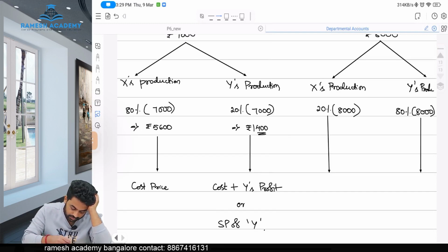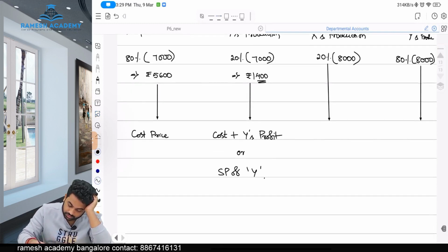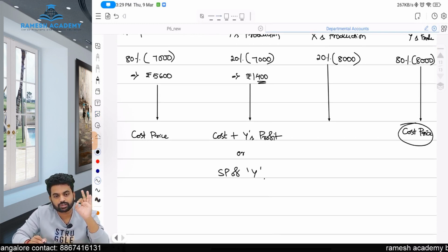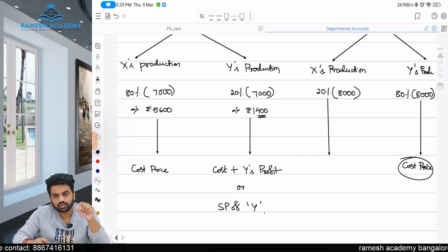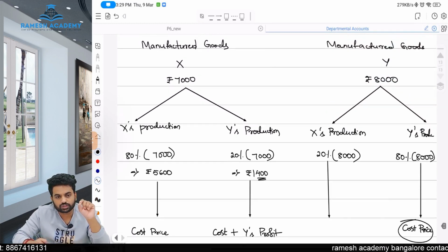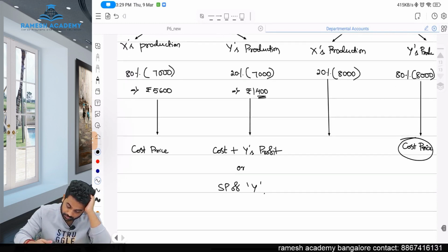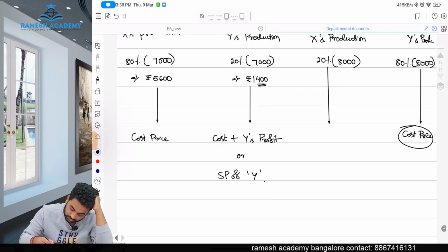This 80% is there, no? This 80% is given at a cost price only, because that is your own goods. Y department, Y goods, so it will be at cost only. Now this is there, no? 20% of 8,000 is nothing but the selling price of X.